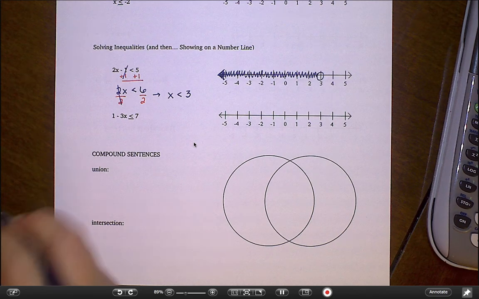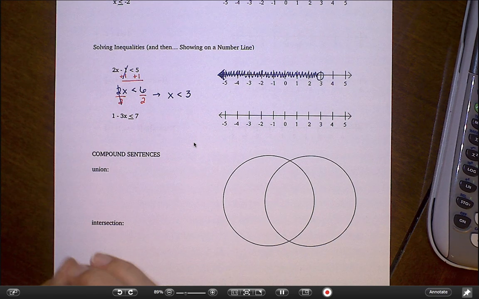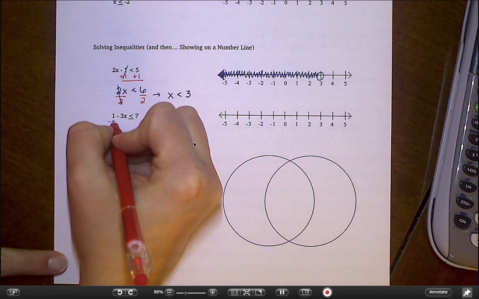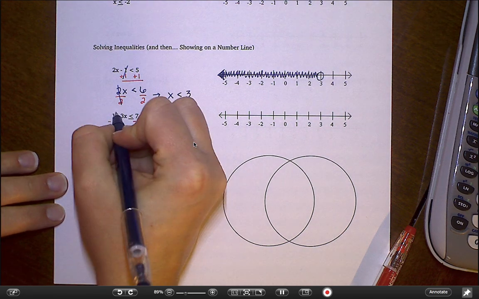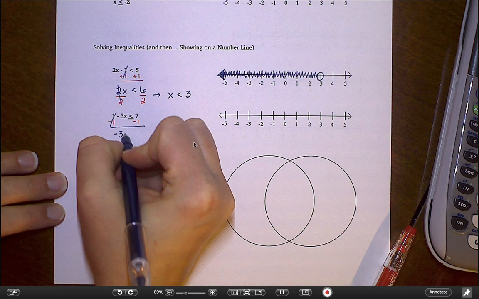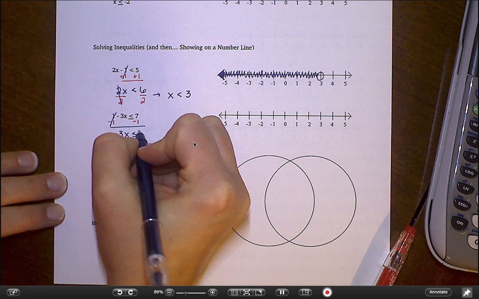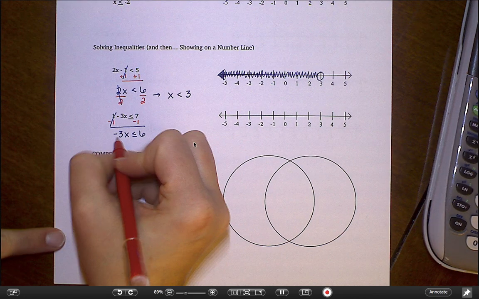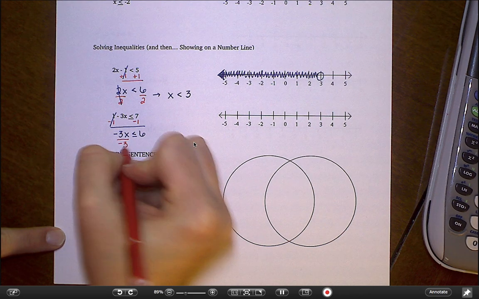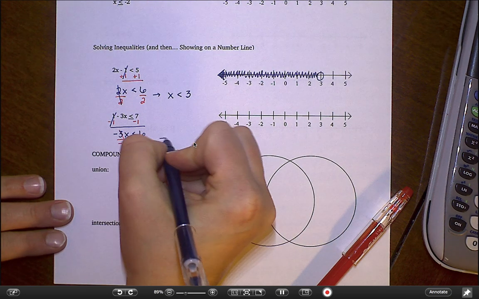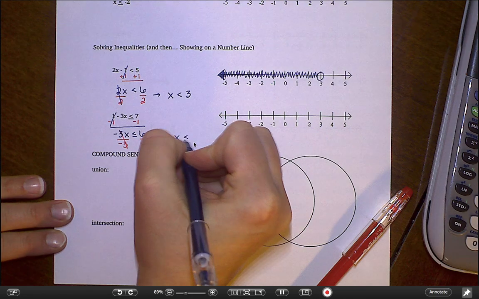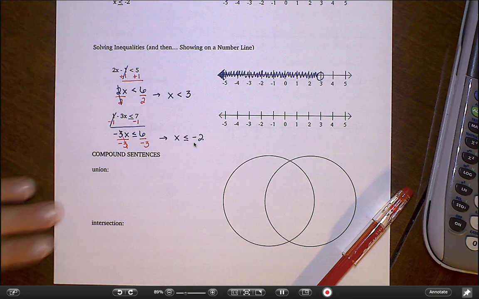Okay, so let's look at the next one, and I will warn you ahead of time, there's something a little weird that happens here, but we're going to kind of plow through it the same way, and then I want to point out what happens. So I would probably start by subtracting 1 on each side, and so I end up with negative 3x less than or equal to 6, and then let's divide by negative 3, and I end up with x is less than or equal to negative 2.